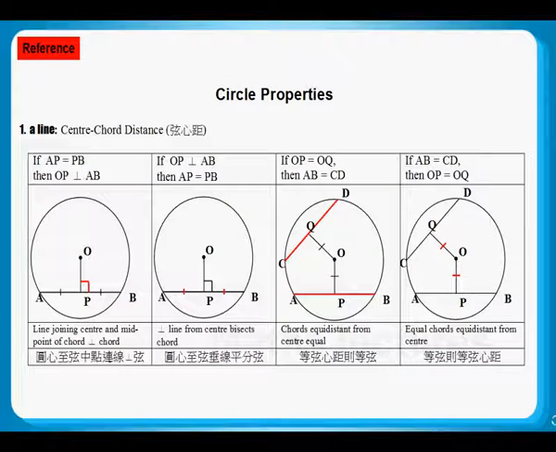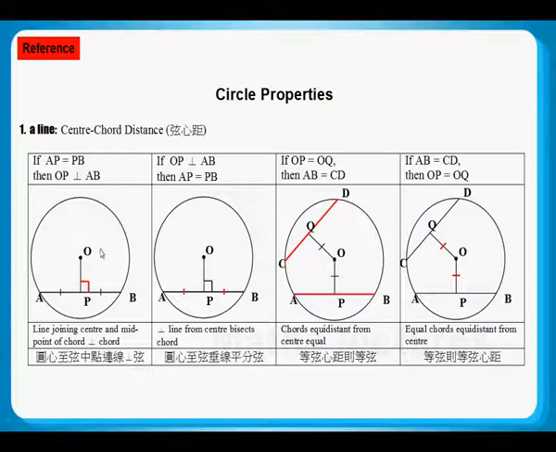The question is about circles, and we need to use circle properties. Here, I just made some lines for you to memorize the circle properties. I will use 1, 2, 3, 4, 5 to memorize all the properties under circle. Okay, let's start with 1. 1 is the line: center-chord distance.